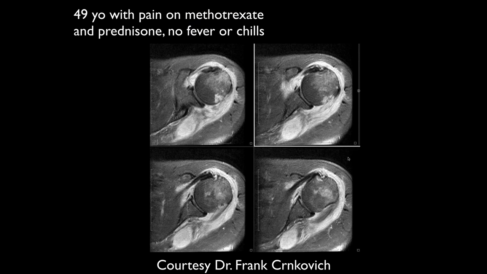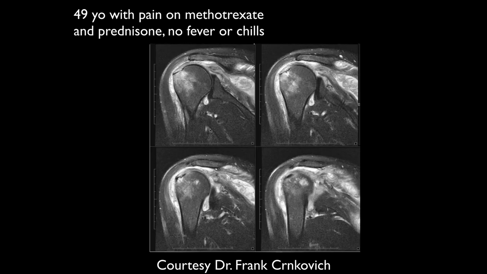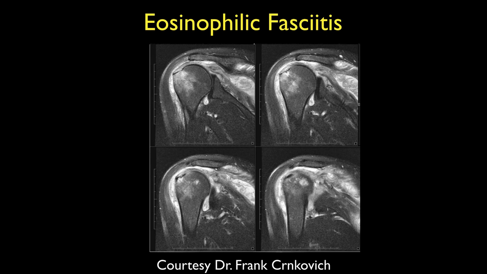Thomas, what do you think of this case? 49-year-old with pain on methotrexate and prednisone, no fever, no chills. So there's diffuse edema surrounding the humeral head and scapula, and fluid extending into the fascia. This is eosinophilic fasciitis. This is really an immune-mediated inflammatory condition.